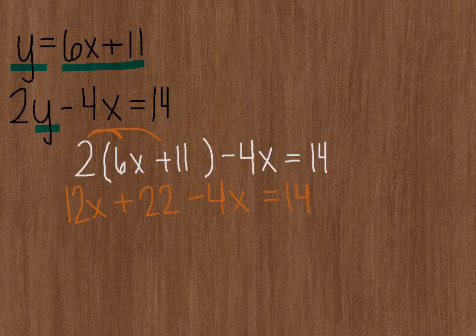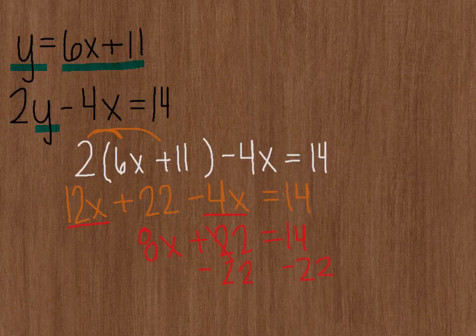I recognize that I have two x values, so I need to combine my like terms. So 12x minus 4x is going to equal 8x. I still have plus 22 equals 14. Now I need to get x by itself, so I'm going to subtract 22 from both sides.